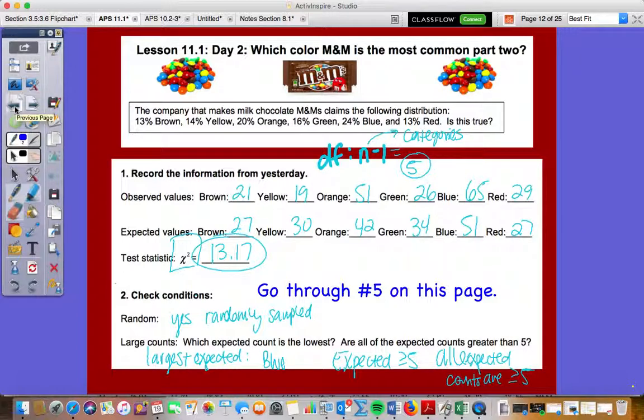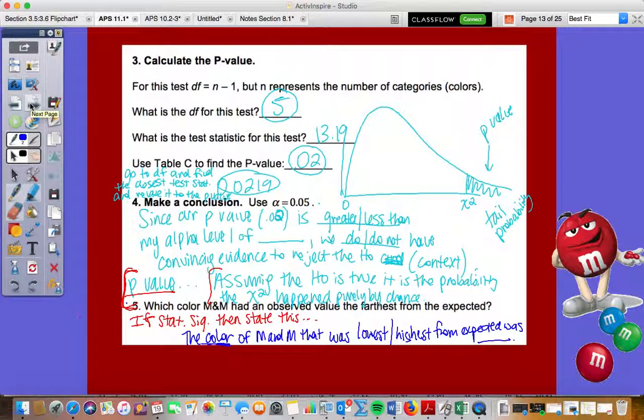Well, we could go back here. Okay, so observed to expected, which one was the farthest? This was 11 away, 6 away. This was 9 away. This was 8 away. This was 14 away. Yeah, I think the 14 was the highest. So we would say blue was higher, right? The color of M&Ms that was highest from the expected was blue. And therefore, blue contributed most to this being statistically significant. Does that make sense? Because it was furthest away from my expected. I hope that makes sense.